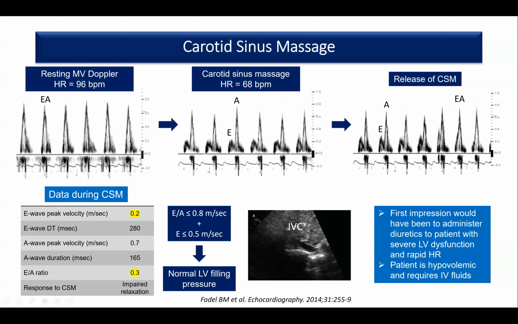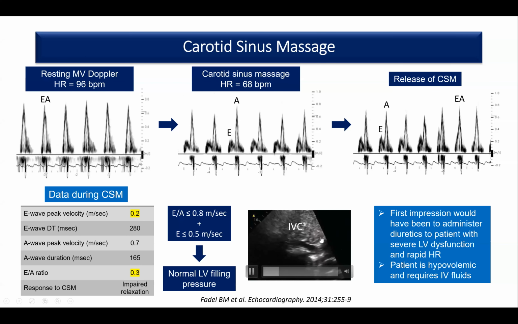Here, during the carotid sinus massage, you can see the peak E velocity is almost 0.2 meter per second. The E to A ratio is very low, 0.3. If you look at the guideline, this tells us this patient has normal LV filling pressure. Let's look at the IVC. Very, very small and collapsible. The RA pressure is close to 0.